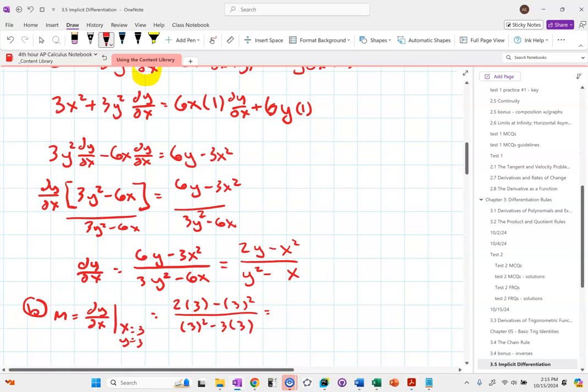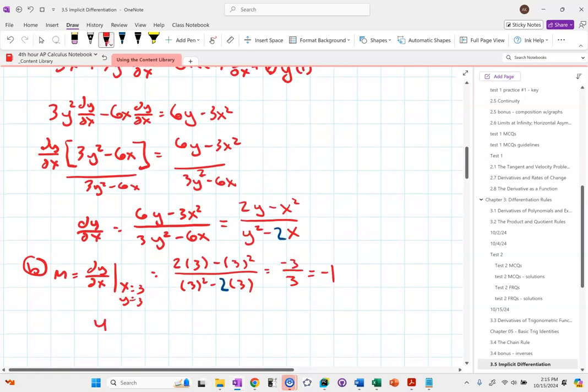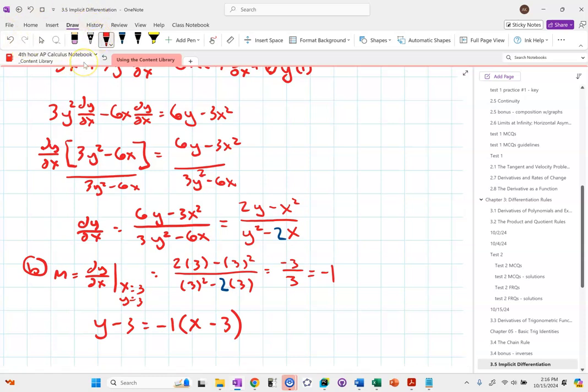Oh my goodness, Mr. Kulik, that's a 2. Yipes. That makes a heck of a lot more sense. All right, so I have 6 minus 9, that's negative 3, over 9 minus 6, that's positive 3, so the slope is negative 1. So we have y minus y1 equals m times x minus x1. Look good there.